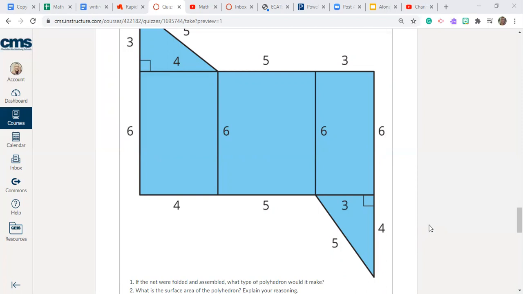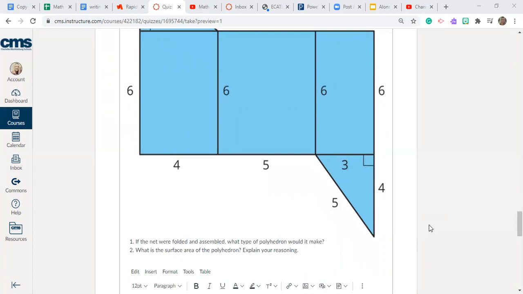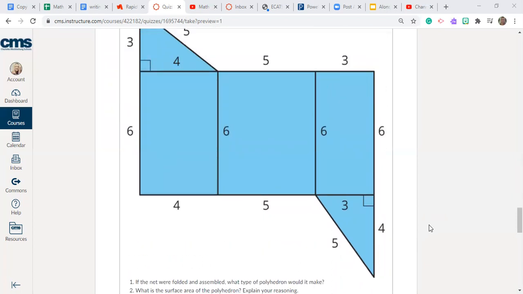Question number 2. What is the surface area of the polyhedron? Explain your reasoning. So you'll need to find the area of each piece and then put those areas together. Pause and do the math.